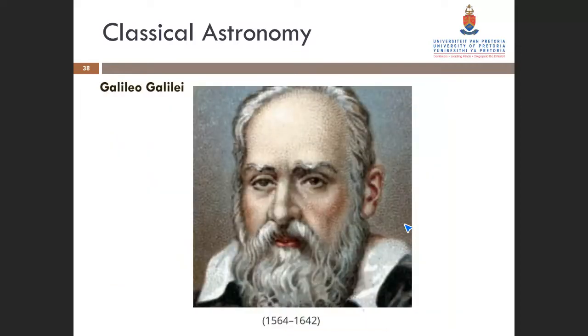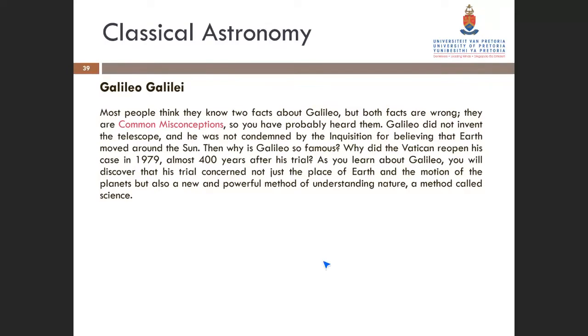And now we are going to discuss a little bit about Galileo Galilei. Most people think they know 2 facts about Galileo, but both facts are wrong. They are common misconceptions. Galileo did not invent the telescope, and he was not condemned by the Inquisition for believing that Earth moved around the sun. Then why is Galileo so famous? Why did the Vatican reopen his case in 1979, almost 400 years after his trial?